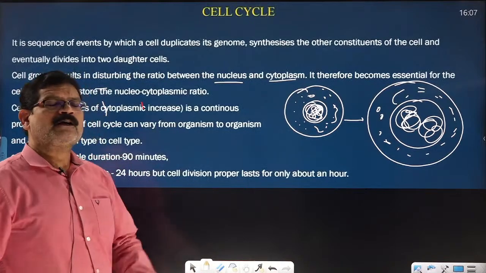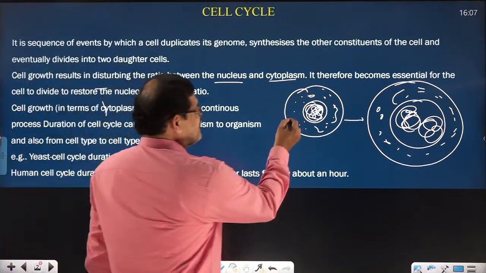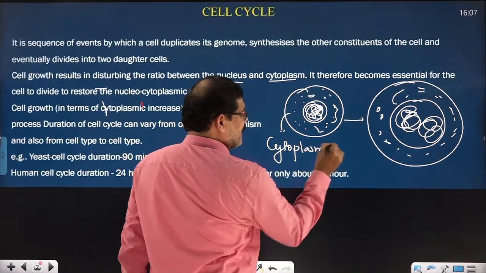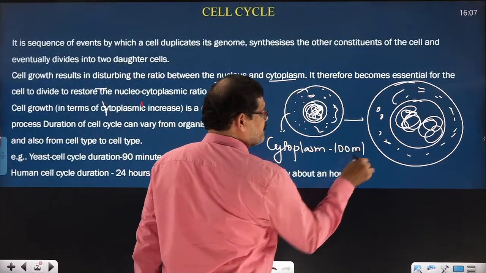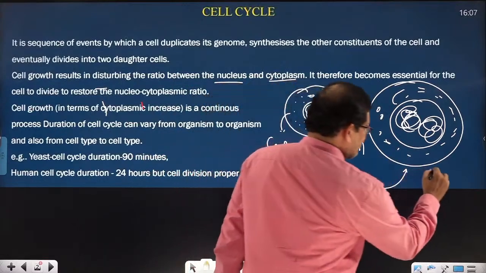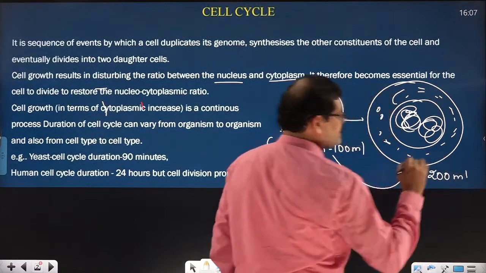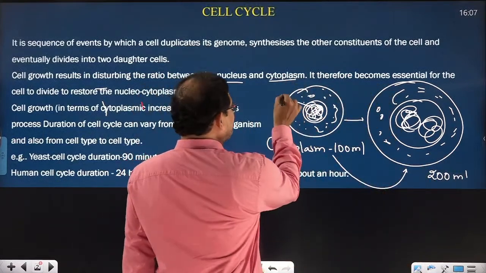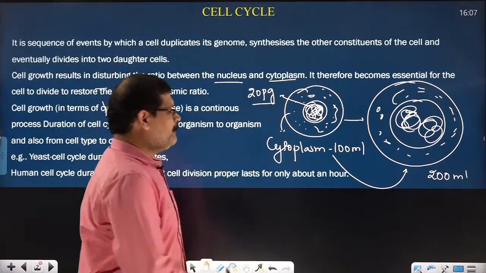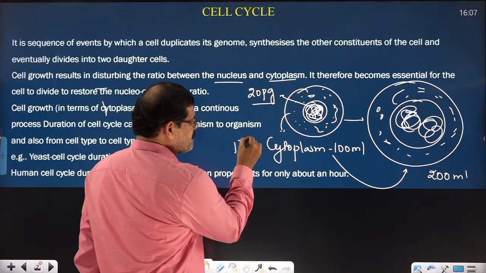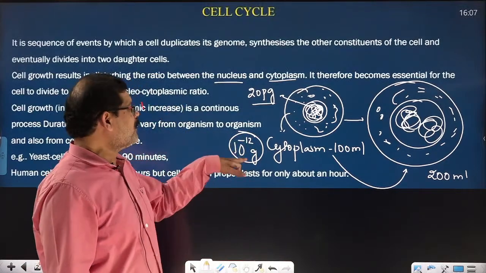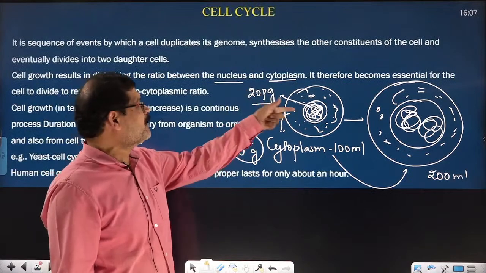Say for example, the nucleocytoplasmic ratio. Say the cytoplasm which is present, what is the amount of cytoplasm? Suppose 100 ml of cytoplasm is present. Now after doubling, how much does it become? You might guess it becomes 200 ml. Suppose here the amount of DNA which is present is 20 picograms. Pico refers to 10 power minus 12 grams, which is called pico. 10 power minus 12 is pico. Picograms means 20 picograms amount is present.